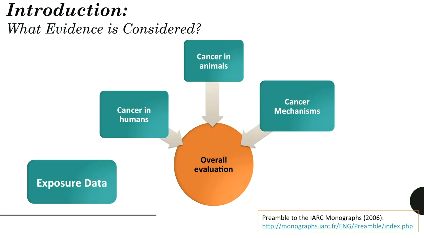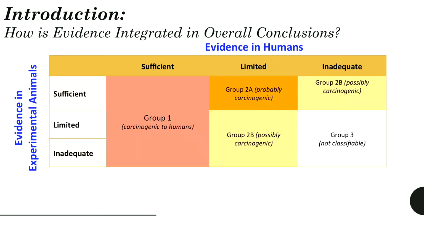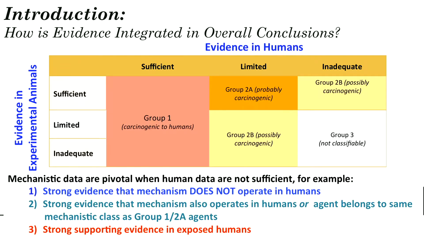So what evidence is considered? There's cancer data in humans, cancer data in animals, and there's the mechanistic data. And all of them together are used for the overall evaluation. So how is the mechanistic evidence integrated in overall conclusions? There are different levels of evidence. For example, if we start in the upper right corner, if there's inadequate evidence in humans, but there's sufficient evidence in animals, then a compound is classified as a group 2B.